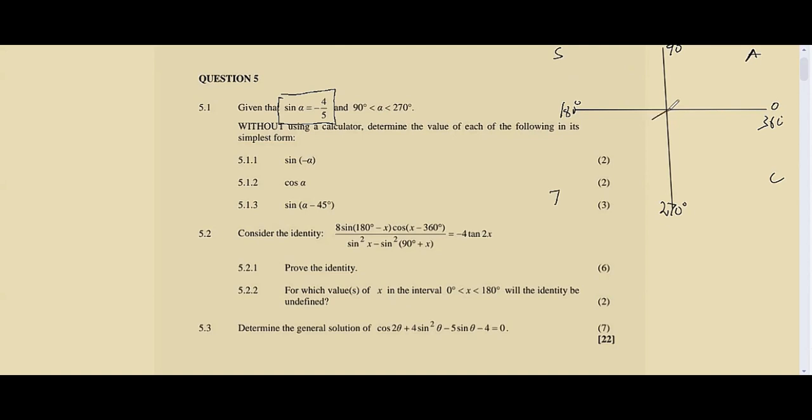So this is where we would have our right angle triangle. So we just close off here to form a right angle triangle. And then now, considering that we are working with sine, if we have to consider SOHCAHTOA, we know that sine is opposite over hypotenuse. If our alpha is here, then the opposite side is negative 4 and the hypotenuse side is positive 5. Your hypotenuse should always be a positive.